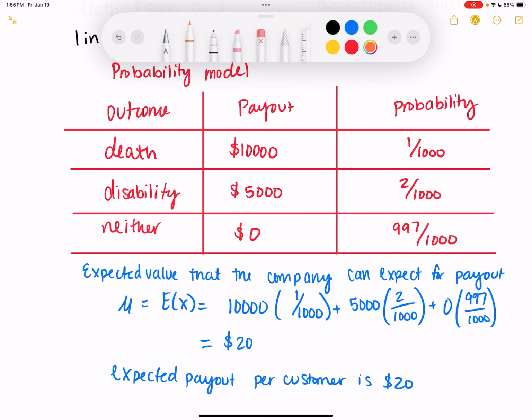How far down can I go, Nathan? I don't need the chart. Okay.